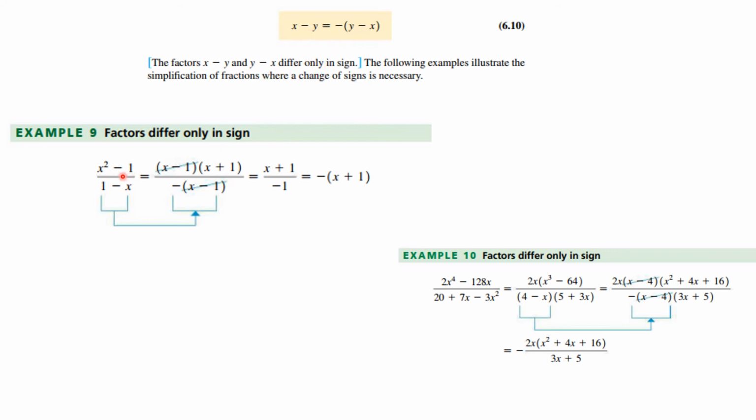Here's an example. So let's factor numerator and denominator. You see up here we have an x minus 1, but down here we have a 1 minus x. When we cancel those, we get a minus 1. And this is going to be minus 1 times x plus 1.